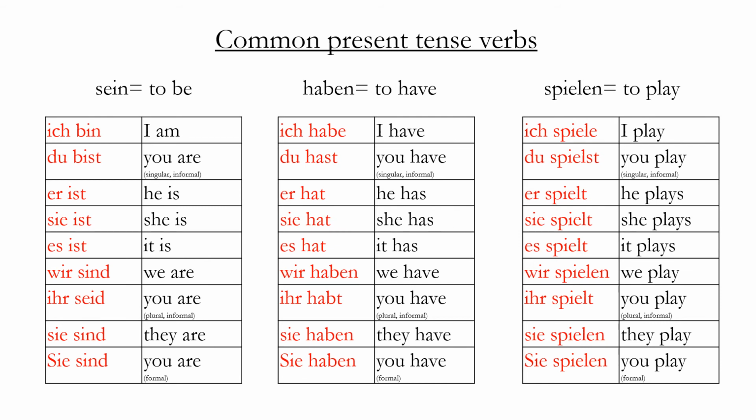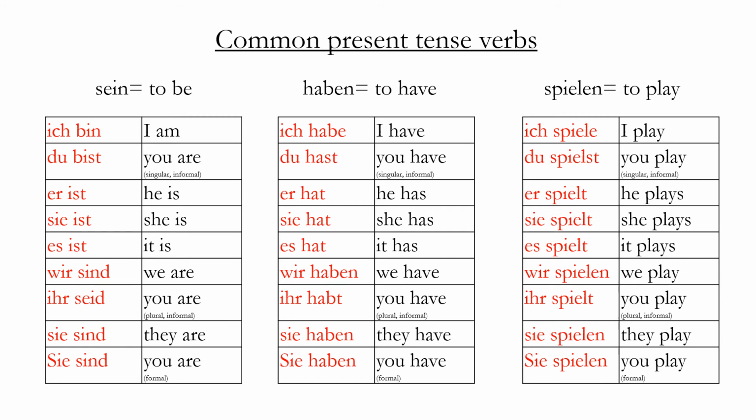Here are some of the common present tense verbs. And if you don't already know all of these parts, it would be a really good idea over the next 2 weeks to learn them off by heart. You can point to yourself and your imaginary friends and say, ich bin, du bist, er ist, sie ist, wir sind, ihr seid, sie sind. And it's really important to know all of these common present tense verbs.